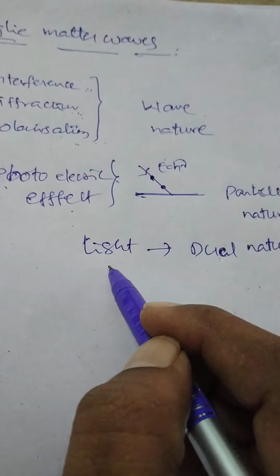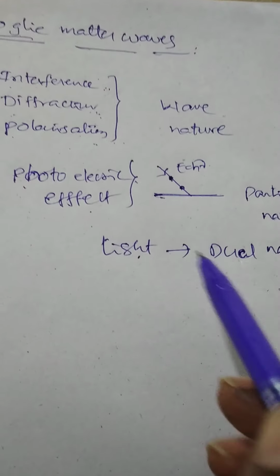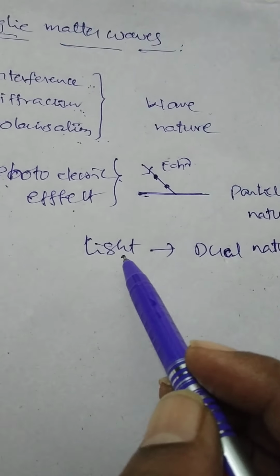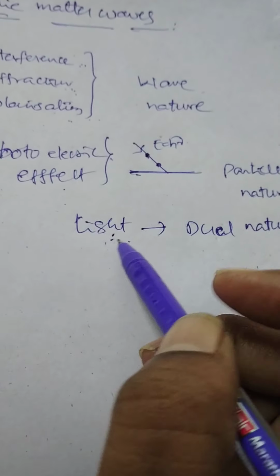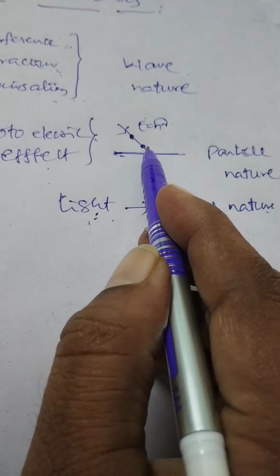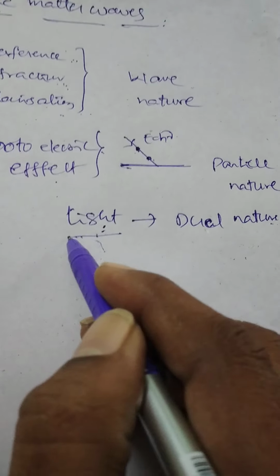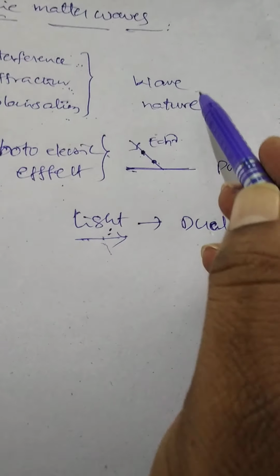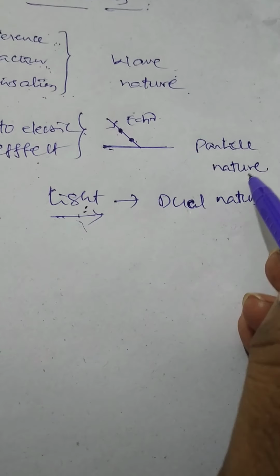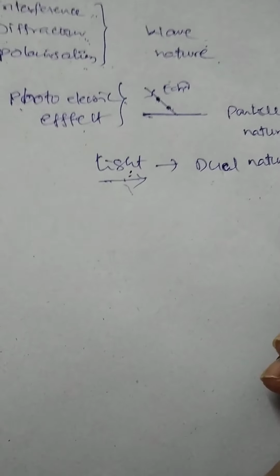What is the actual characteristic of light? It always has wave nature. But to explain some properties, let us assume the light is taken in the form of particles called photons. That means light behaves like a wave at some times and like a particle at other times. That is called the dual nature of light.